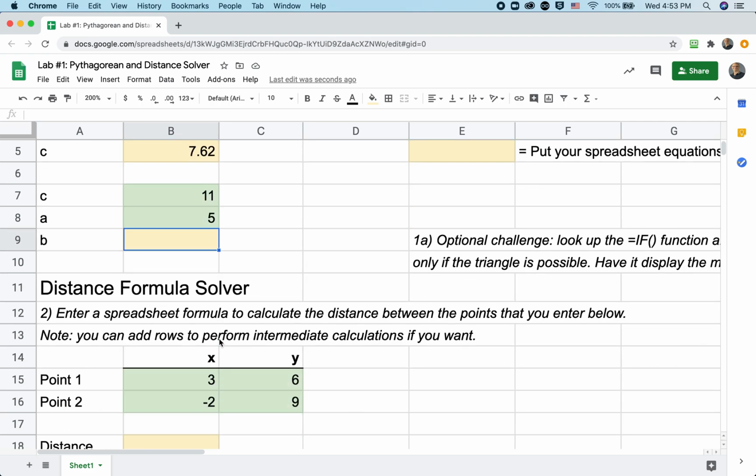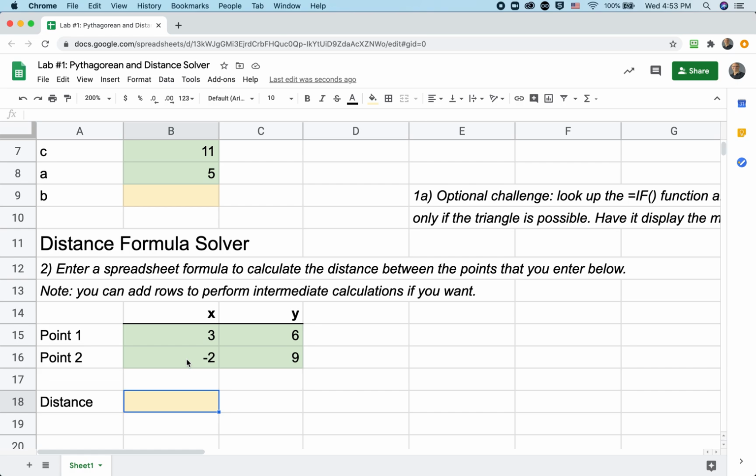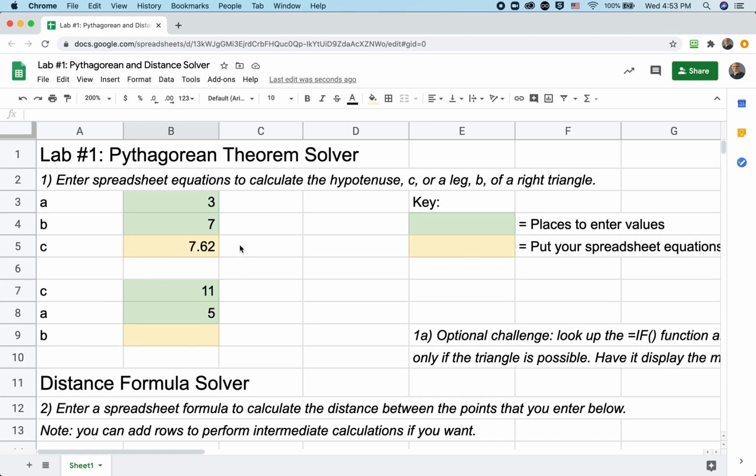Okay, and the last thing you're going to have to do is, here are 2 points. There's a point 1 at 3, 6, and there's another point at -2, 9. And you can use the distance formula to calculate that. Now before we go, I'm going to show you one other thing you can do. The distance formula is pretty involved, and even this has multiple steps. You don't need to do everything in one big equation like this. We can do this in a couple different steps.